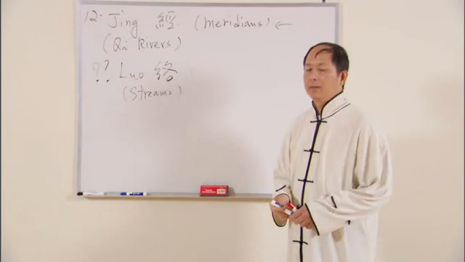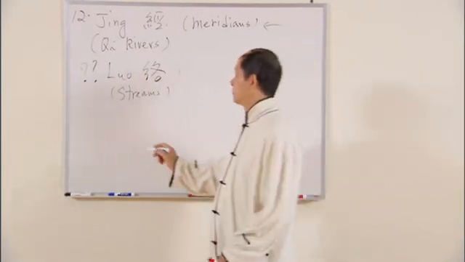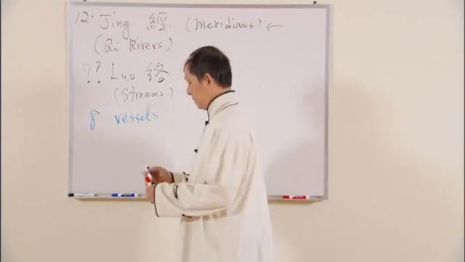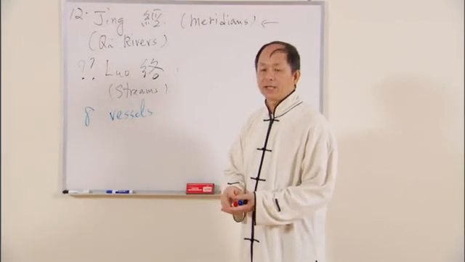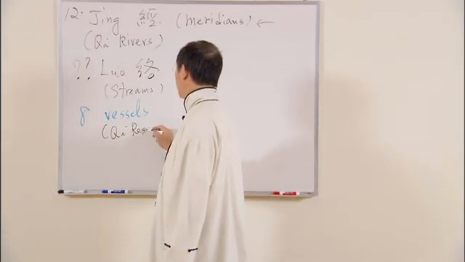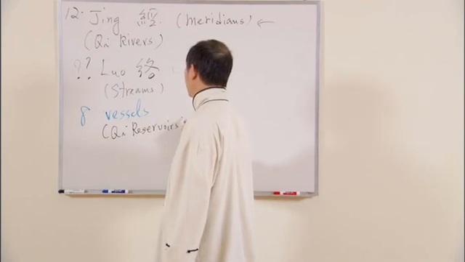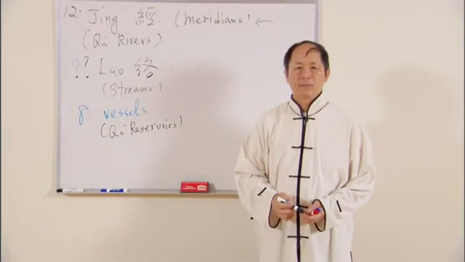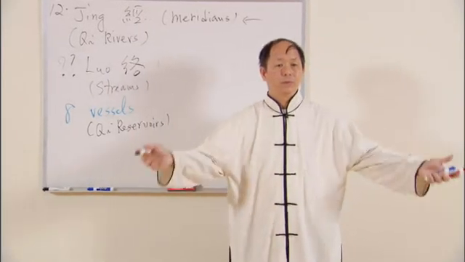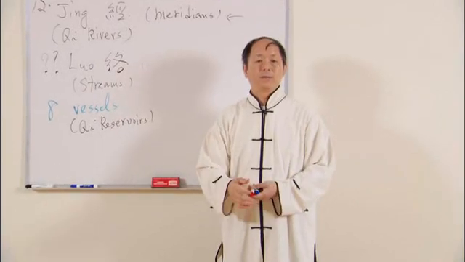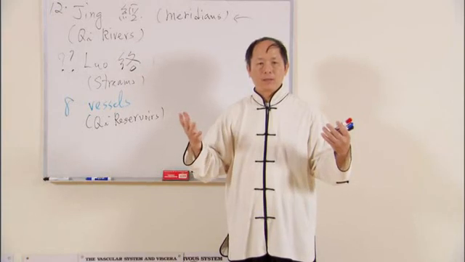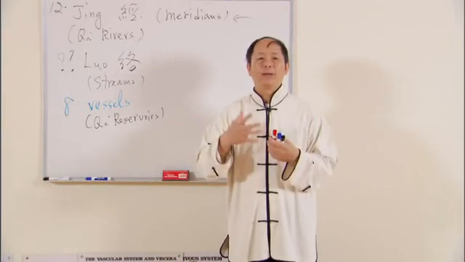After that, the body has 8 vessels. Vessels are considered like a qi reservoir. What does a reservoir do to the landscape? A reservoir is like a water dam. What do we build a water dam for? To store the water, so that this water can be used to regulate the rivers.